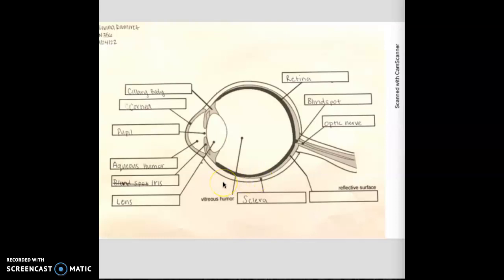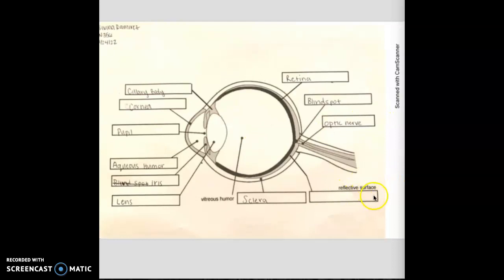Next is the vitreous humor, which is the transparent, colorless mass that fills the rear 2/3 of the eyeball between the lens and the retina, and it has to be clear so that light can pass through it, and it has to be there or the eye would collapse.